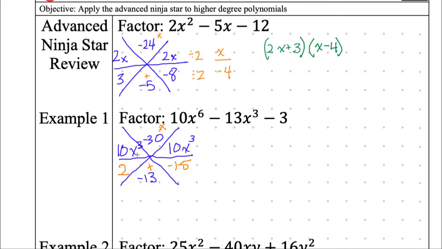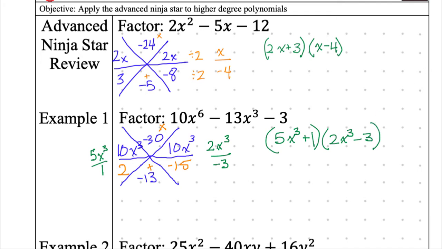I'm going to simplify my Ninja Star, so I'm going to divide the top by 2, or the left by 2, and I'm going to get 5x cubed over 1. I'm going to divide the right-hand side, the top and bottom, by 5, and I'm going to get 2x to the power of 3 and negative 3. So I've reduced the fractions, and I'm going to go ahead and write my final answer as 5x to the power of 3 plus 1 times the quantity of 2x to the power of 3 minus 3.